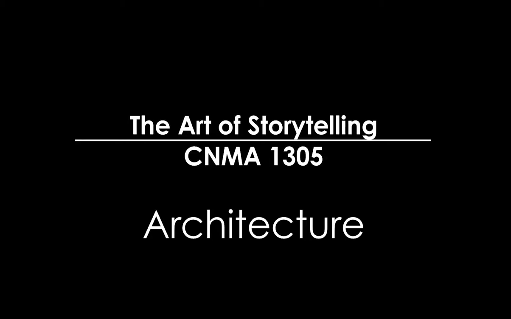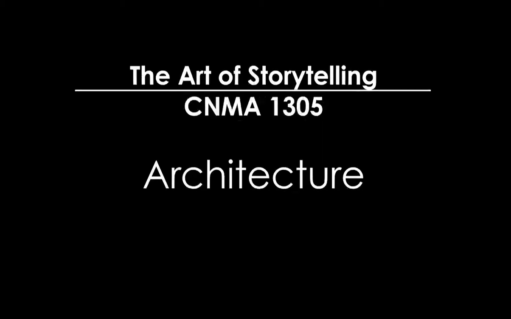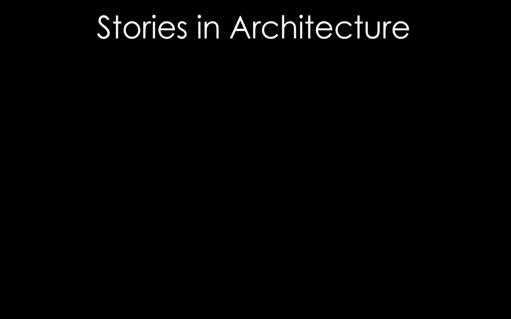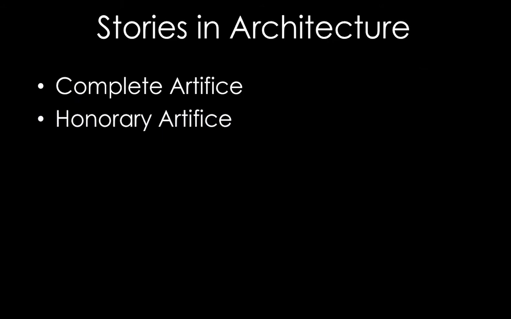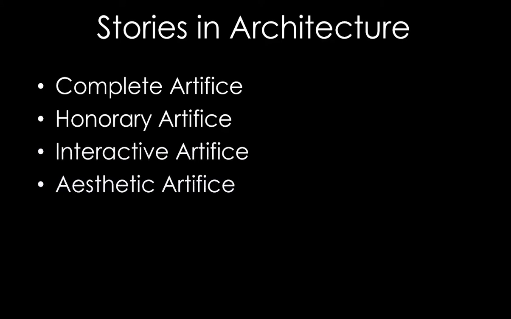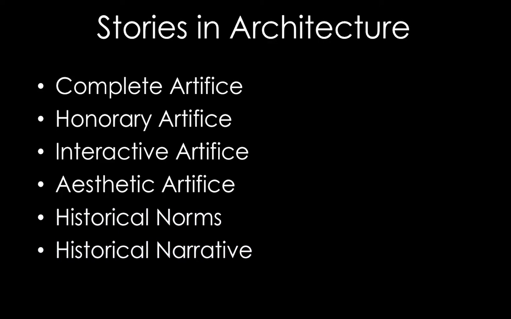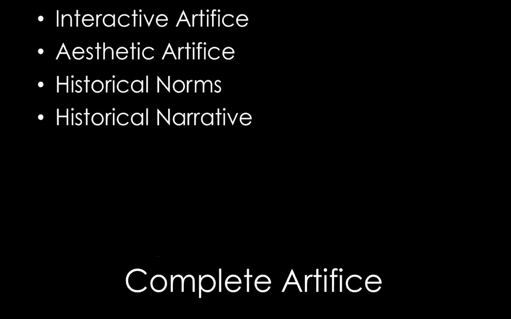Let's get started. So when we talk about stories in architecture, we're talking about a couple of different possibilities here. There are architecture styles like complete artifice, honorary artifice, interactive artifice, aesthetic artifice, and historical norms, and then, of course, historical narrative. We're going to cover each one of these a little more in depth. So, let's start with complete artifice.